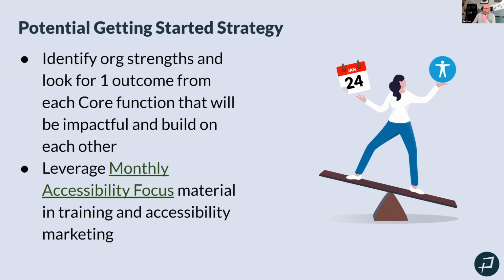So one way to get started with this is you identify an org strength and look for one outcome from each core function that will be impactful and build on each other. So maybe your org has a mission to, or is really good at public perception. So maybe you can leverage that into the importance of accessibility, or they have a mission that lines up with accessibility, or you're just really good at QA. You have an awesome QA team. Okay, well, let's embed accessibility into that and look at the outcomes that match. And so I think by piggybacking off of wins, you can get momentum quicker and be effective.